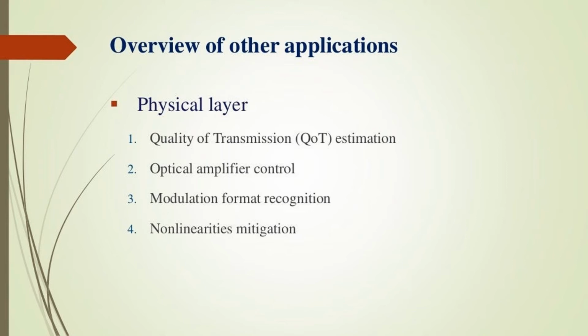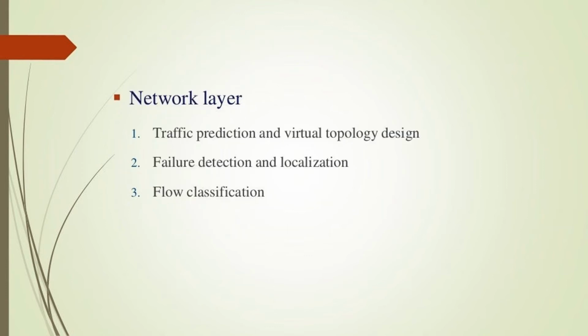Physical layer: the first one is quality of transmission, QoT estimation. Second is optical amplifier control. Third is modulation format recognition. Fourth is nonlinearities mitigation. Now let's see how the network layer works. It helps with traffic prediction and virtual topology design, failure detection and localization, and flow classification.